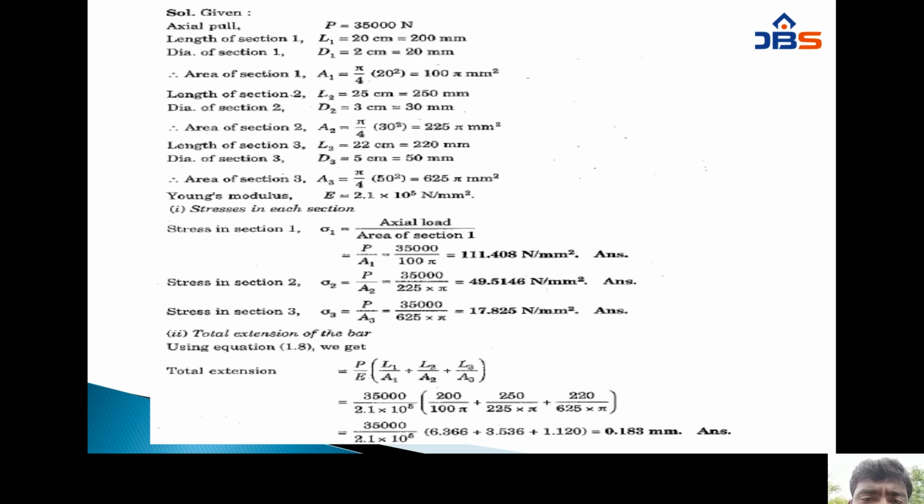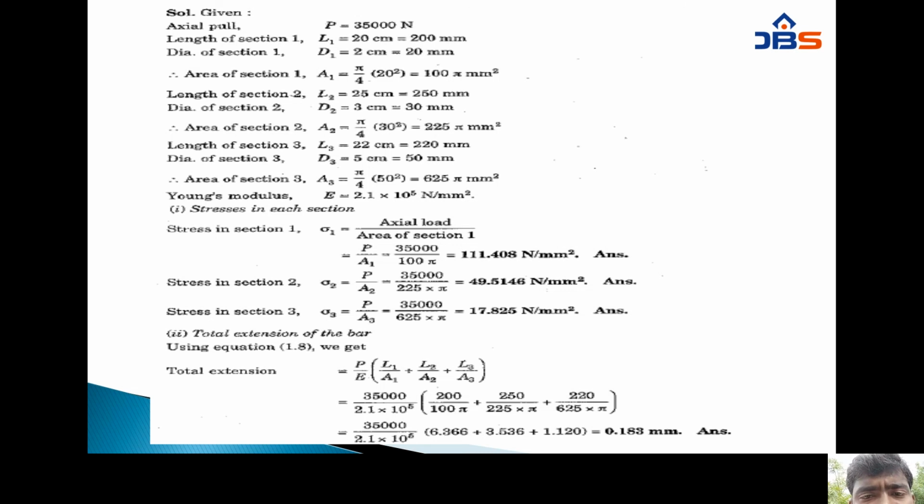Next, stress in section 3 equal to P by A3, that equals 35,000 by 625 into pi, that equals 17.825 Newton per mm square. Okay, stresses in each section: stress in section 1 equals 111.408 Newton per mm square, stress in section 2 equals 49.5146 Newton per mm square, stress in section 3 is 17.825 Newton per mm square.